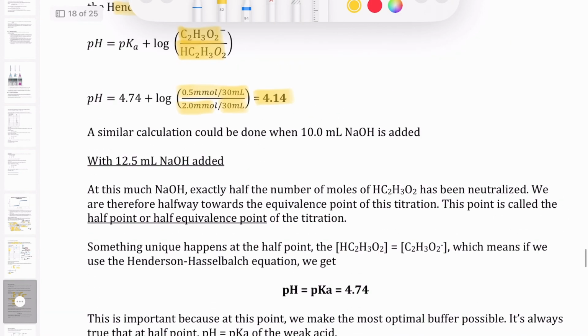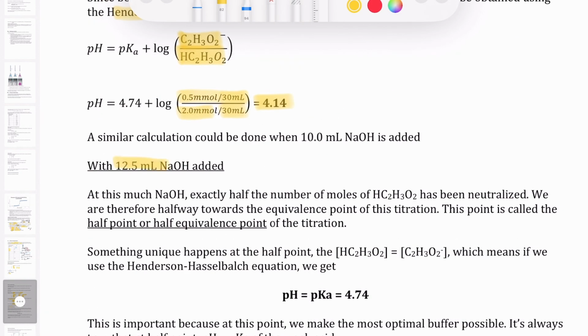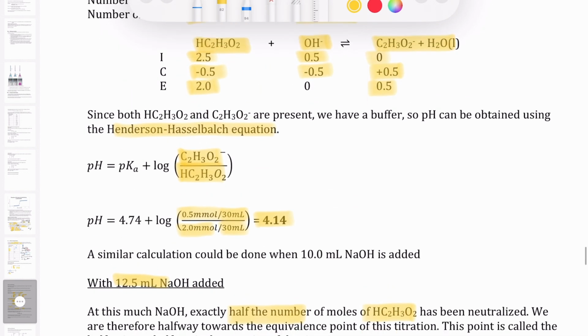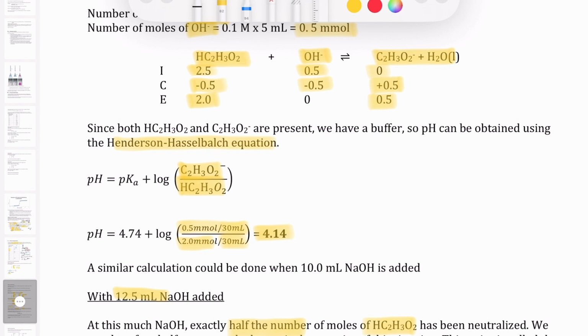The 12.5 is a unique spot here. It's unique because when you add 12.5 milliliter of NaOH, you have exactly half the number of moles of acetic acid. So in other words, if I set up my ice table with 12.5 milliliter of NaOH, I'm going to have 1.25 millimole of NaOH, which of course means 1.25 millimoles of OH minus. The acetic acid is 2.5 millimoles.